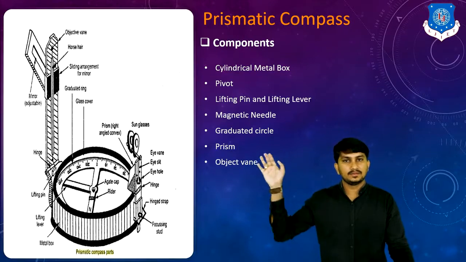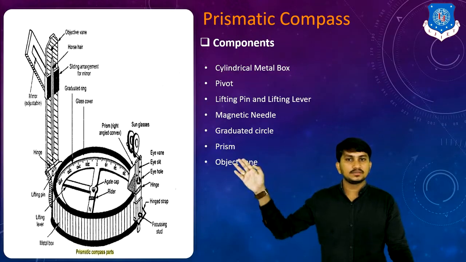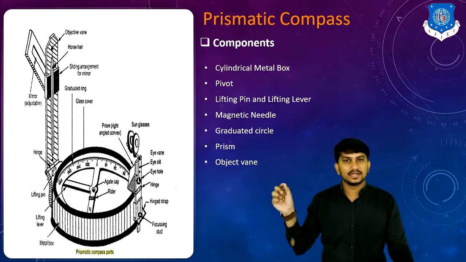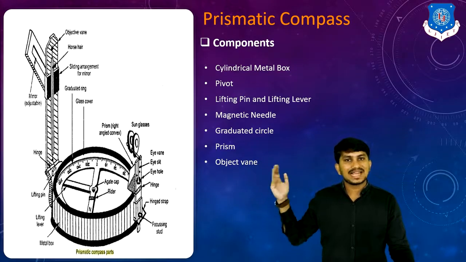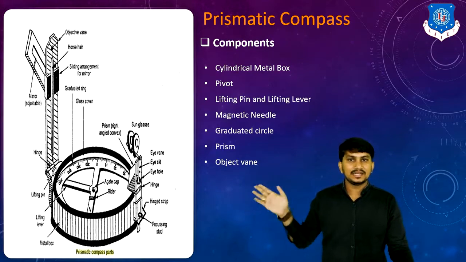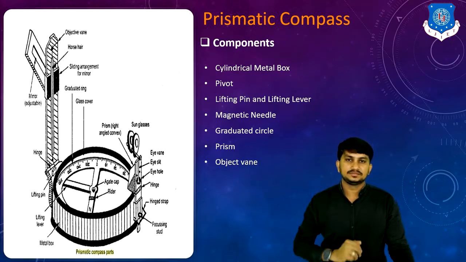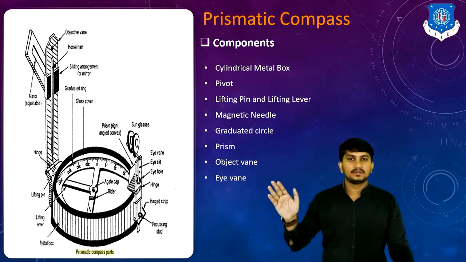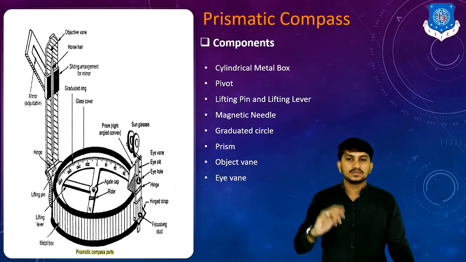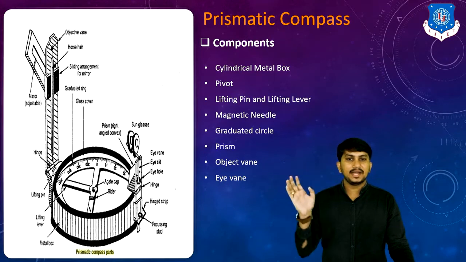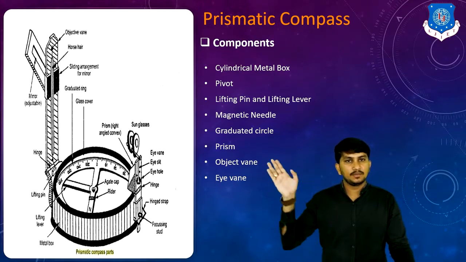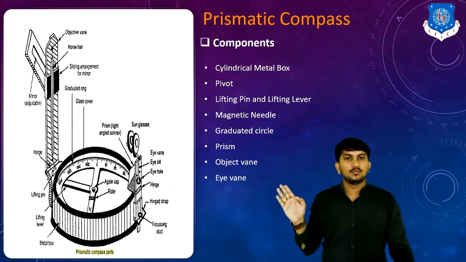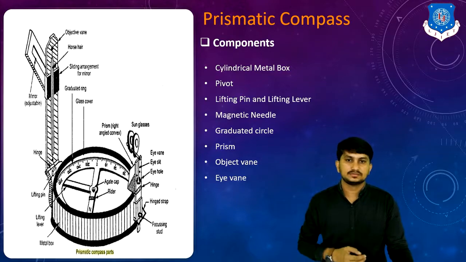Next is the object vane, which is exactly opposite to the prism. It contains one horsehair, or you can say a black thin hair, which is used to sight the object exactly in line with the eye sight. Next is the eye vane, which is exactly opposite to the object vane and above the prism. It consists of an eye slit and eye hole, which is used to see the object in line with the black thin wire, or you can say horsehair.